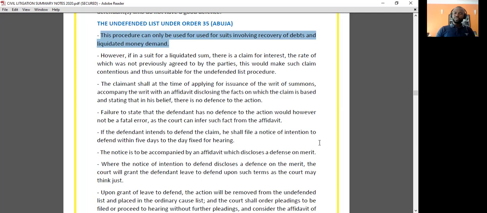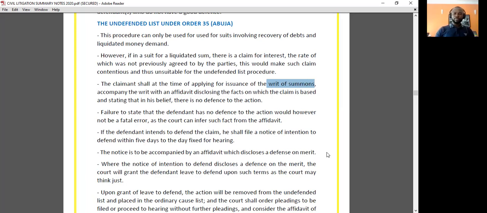Now, another difference we find is that with the undefended list procedure, it can only be by writ of summons. All right, the action can only be commenced by writ of summons. Whereas with the summary judgment procedure, it could be by writ of summons, it could be commenced by originating summons, depending on the nature of the claim in question.